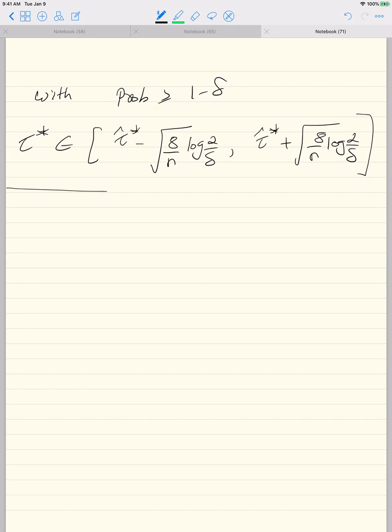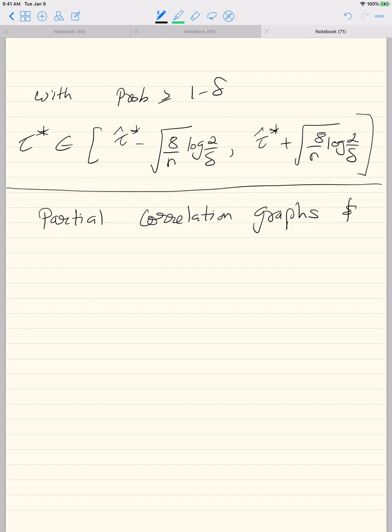So this will be the end of today's lecture. Next week we will continue the discussion of partial correlation graphs and conditional independence graphs.